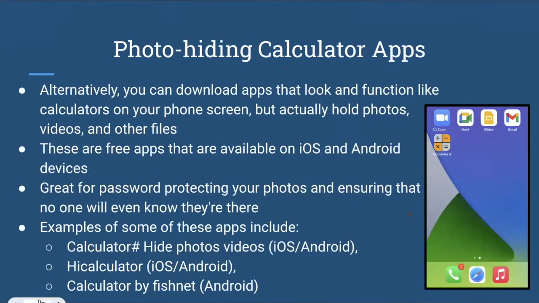Now, an alternative, rather than using a hidden folder, is downloading a photo hiding calculator app. And by downloading this app, you can have it on your home screen and it looks like a calculator, but actually it holds photos, videos, and any other files that you want to keep there. So it's kind of camouflaged inside of your phone. And these are free applications that are available on iOS and Android devices, which is very convenient for all users.